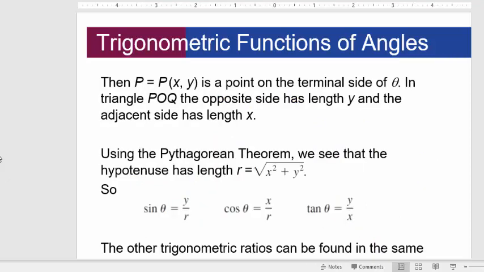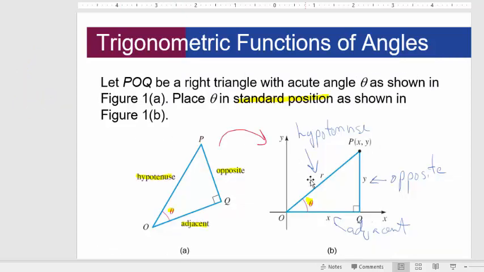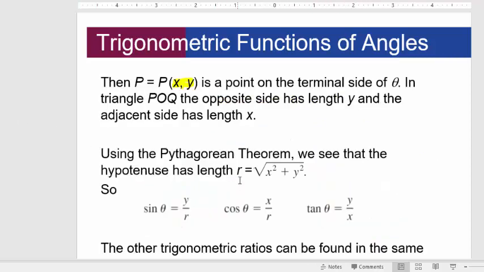What's going to happen is any point that's on the terminal side of theta can be written in the form x comma y, where y is the side opposite theta, and x is the side adjacent theta. Then you can use the Pythagorean theorem. If you go back to our last picture, what does the Pythagorean theorem say? It says that x squared plus y squared equals r squared. If we solve that for r, we get that r is just the square root of x squared plus y squared.